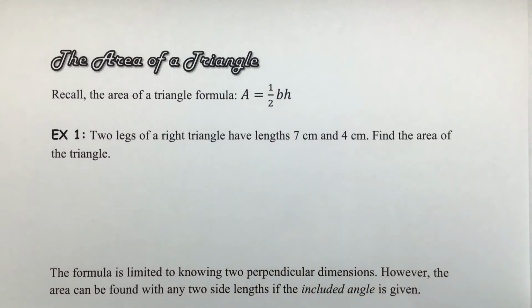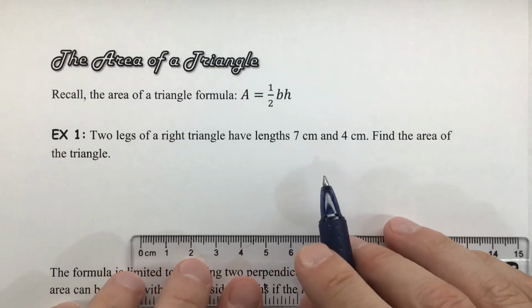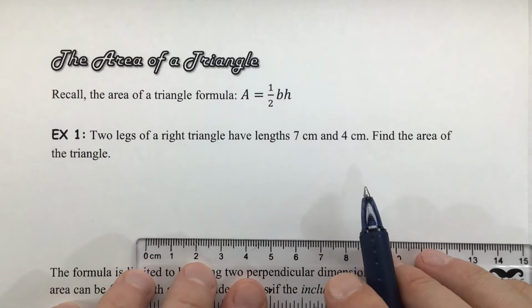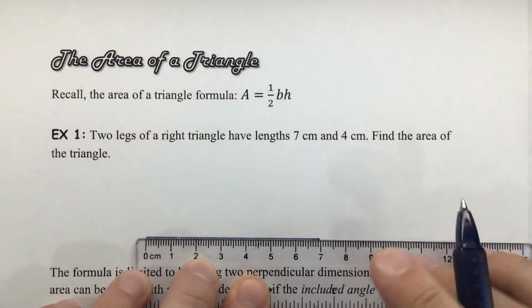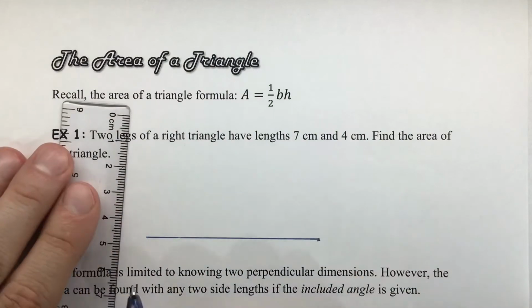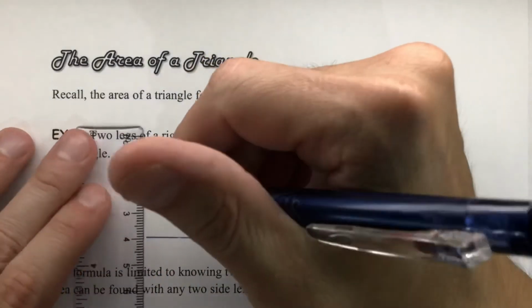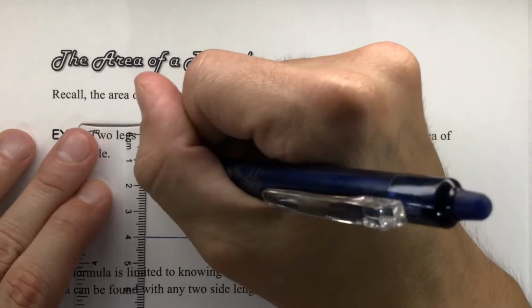So for example number 1, two legs of a right triangle have lengths 7 centimeters and 4 centimeters, and we want to find the area of that triangle. So let's go ahead and draw a picture of it once I find my ruler. All right, this is going to be a right triangle, and for the space that I have here, what I'm going to do is let the base be the 7 centimeters. Okay, so I'm going to let the legs be the base, and then what would be called the height here.